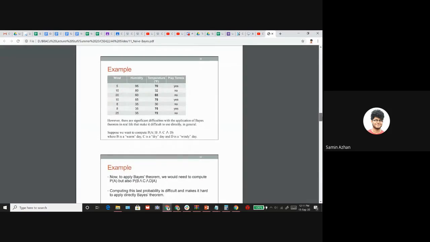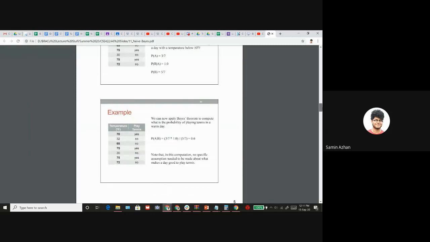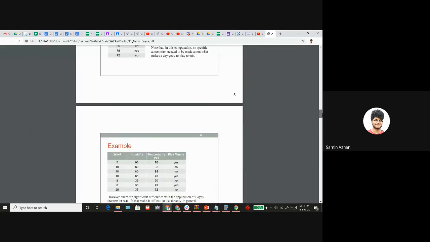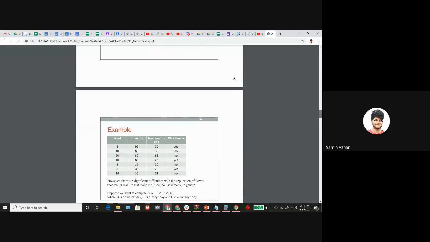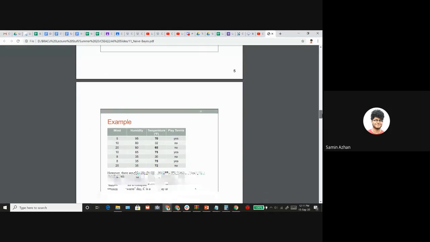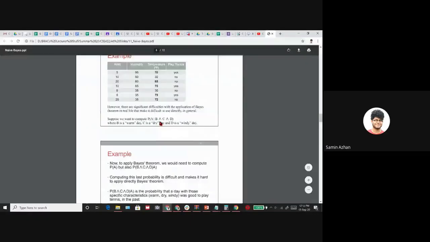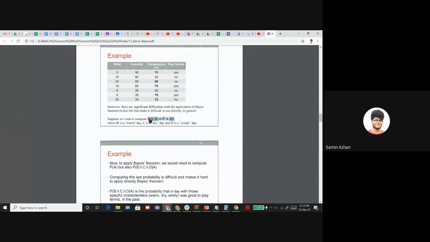Now, that was a fairly simple example with one attribute and one label. But in the real world, there are going to be other attributes like wind, humidity, temperature. Now, let's say we want to determine A given B and C and D. This can get pretty difficult while using the Bayes rule.